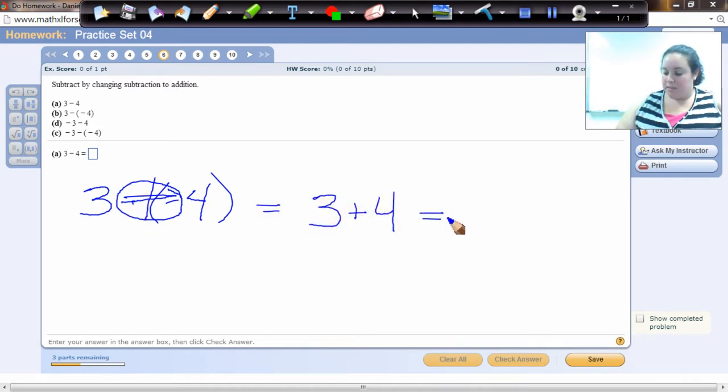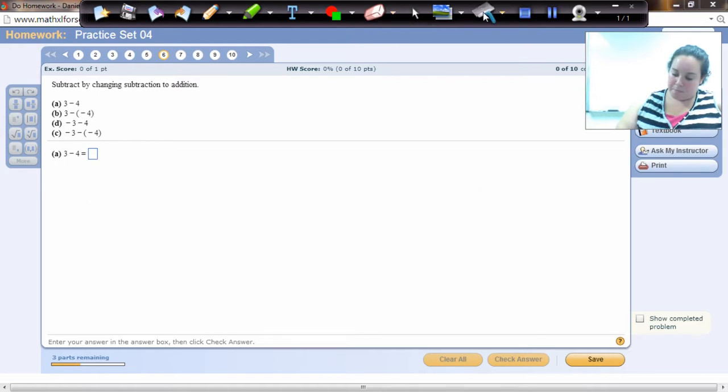And how do we do 3 plus 4? They have the same sign, so you just add and keep the sign. 3 plus 4 is 7. Then you keep the positive. Good, 7. Okay, let's do C. C, we have negative 3 minus 4.